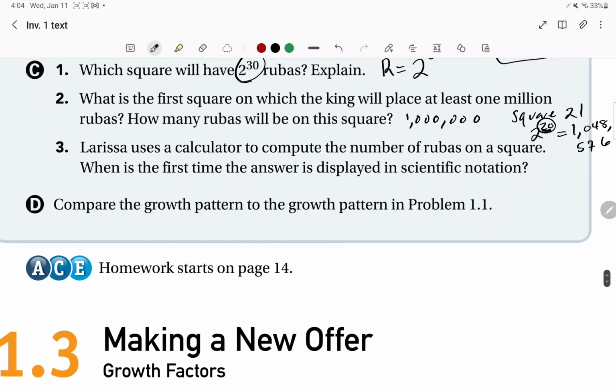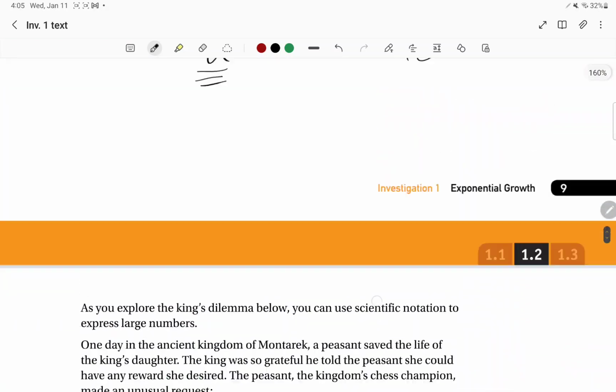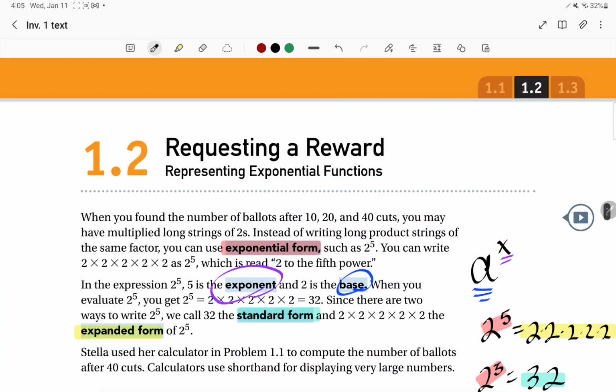So let's jump to D, compare the growth pattern to the growth pattern in problem 1.1. Looking at the two, if you look at the graphs side by side, they look almost identical. The growth patterns are the same. Even though they might start at a different value, in this case it started at 1, then went to 2, then 4. I don't remember if problem 1.1 did that or not. But since they're both exponential, the growth patterns are the same. Now, that is it for the Peasant's Plan, requesting a reward.